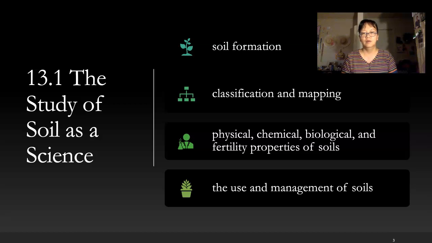And different soils have different properties, like different people have different personalities and different talents and gifts. So those talents and gifts are put into different uses. Similarly speaking, soil is the same way, and different kinds of soil have different applications.